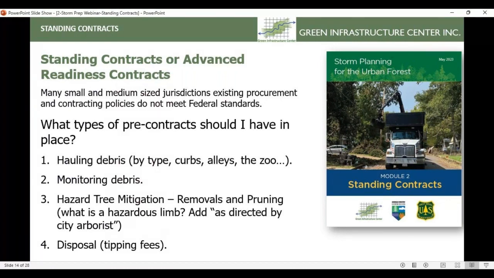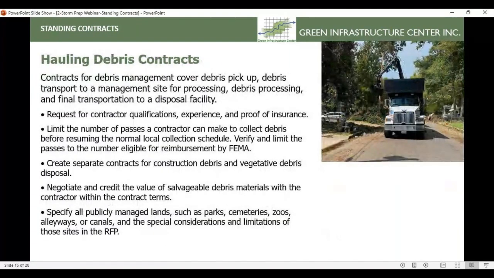Great. Thank you. So those debris hauling contracts really cover the picking up of the debris, transporting it to that management site, so that debris management site where it goes through that processing. The debris is then processed or reduced. Sometimes you might hear it referred to that, where you're taking the bulk of that material and you're shrinking it down through the chipping or mulching process. And then it's the final transportation from the debris management site to the disposal facility.